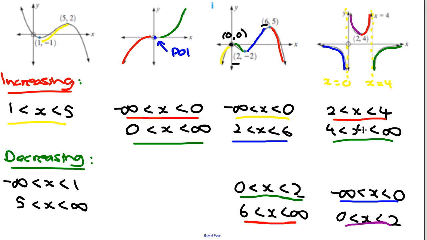So all the increasing ones were here, decreasing ones were here. Of course, it doesn't have the equal to sign on it because at those points they're maximums or minimums. They're neither decreasing nor increasing at these points because their gradient is 0. So that's why we don't have the equal to sign on there.